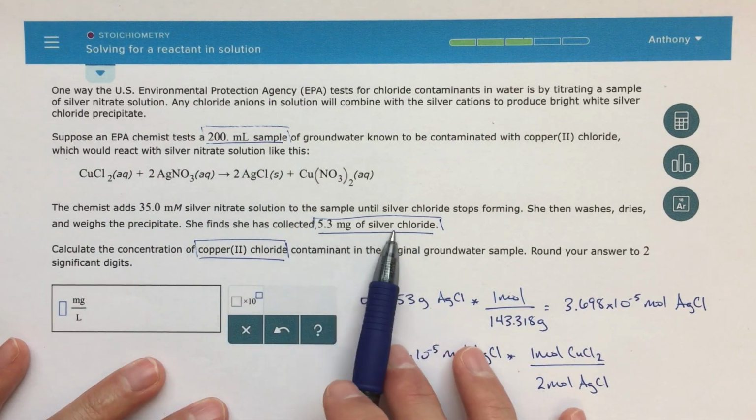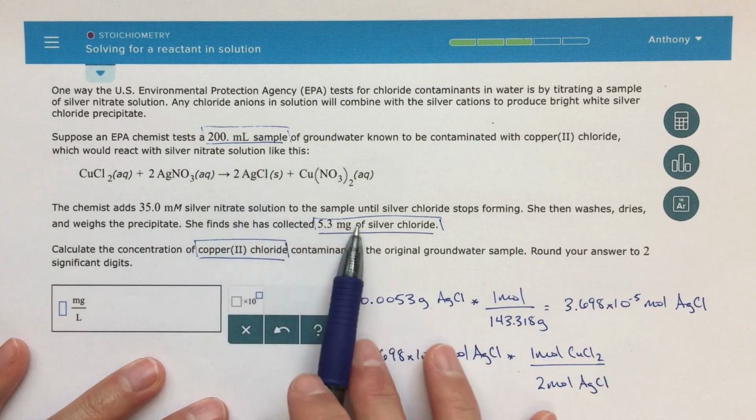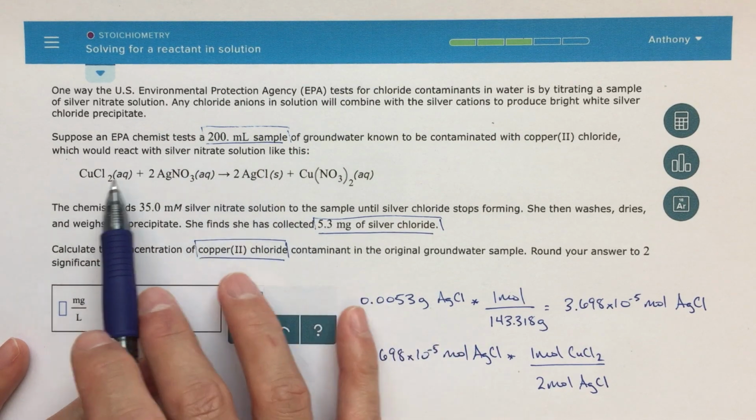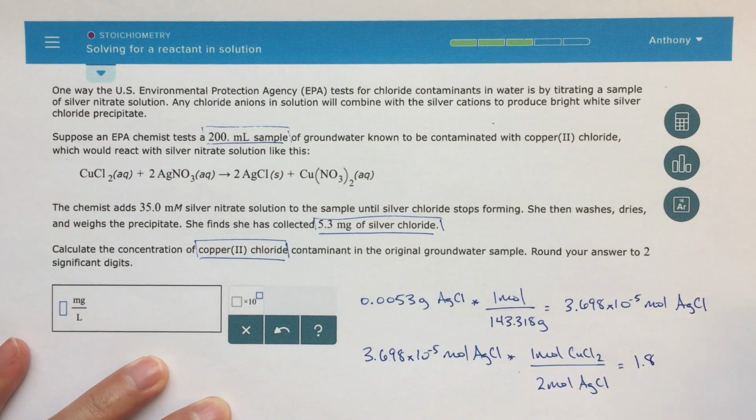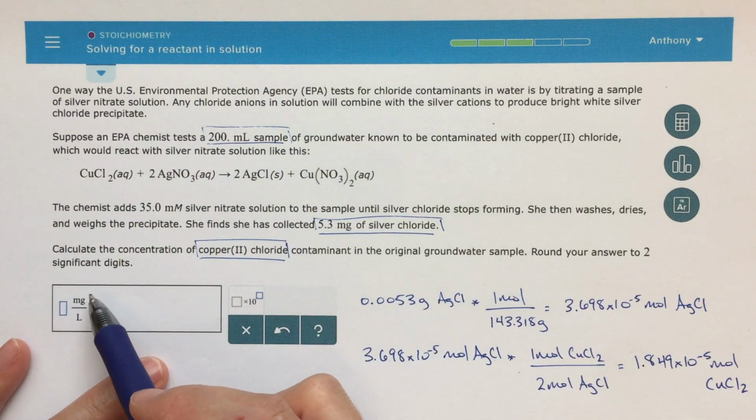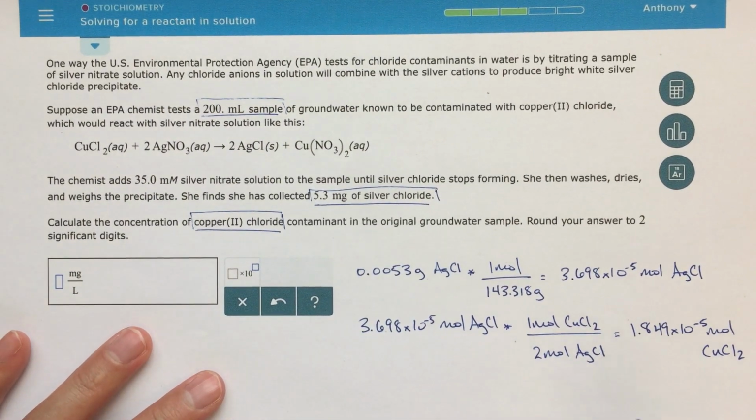So if I know the mass of silver chloride, mass of this precipitate, then I can figure out the moles of that precipitate. Then I'm using the mole-to-mole ratio of 1 to 2 to figure out what my moles of copper chloride are. So that value is 1.849 times 10 to the minus fifth moles of copper chloride. And if I'm looking for my final answer in terms of milligrams per liter, the next step would then be to convert from moles into grams.